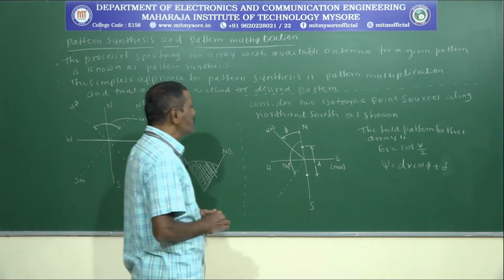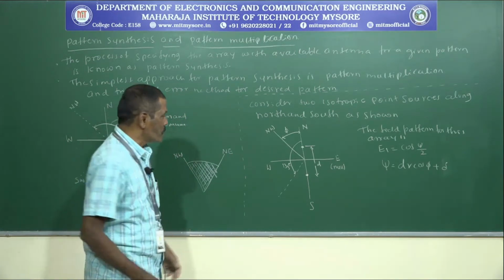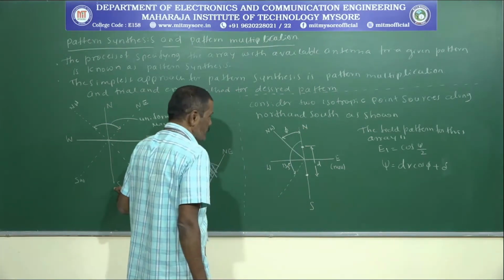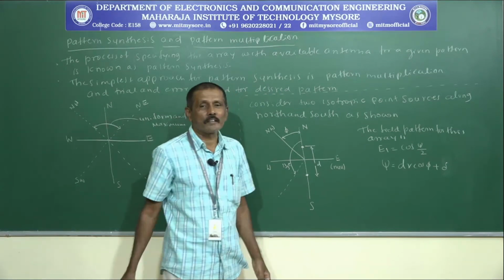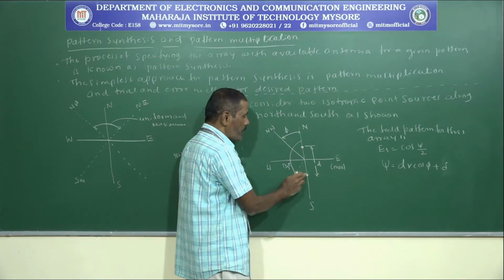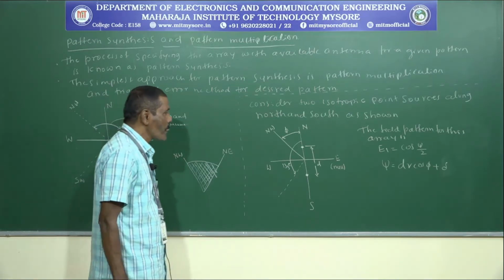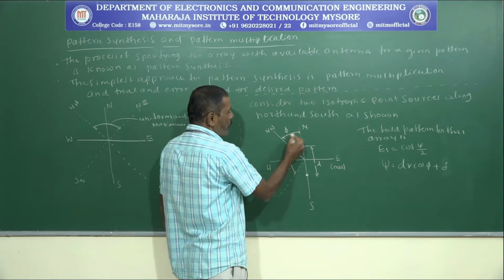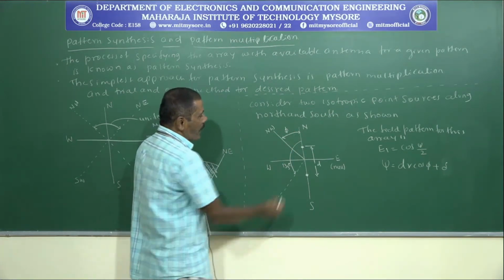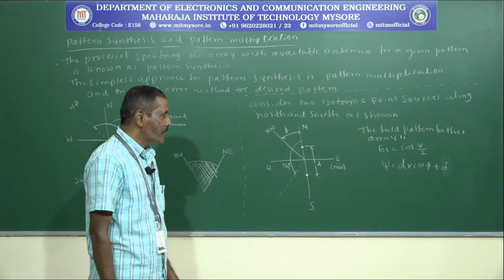For this particular purpose, consider two isotropic point sources along the north and the south. This is our north and this is the south. Along the north and south, we are placing two isotropic point sources, point source 1 and point source 2, to get the desired patterns. Then the angle between the north and this northwest is phi, and the angle from this point to this particular point is 135 degrees.